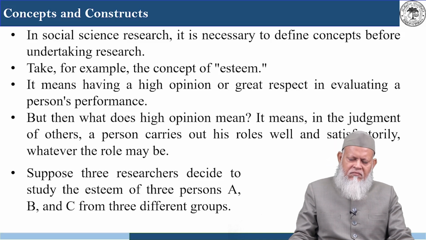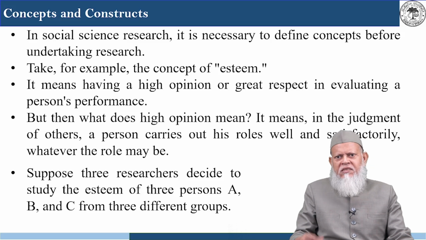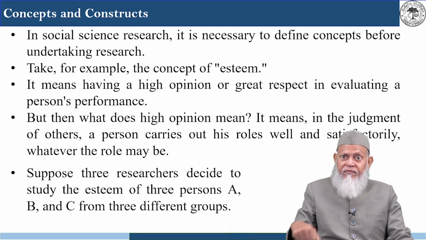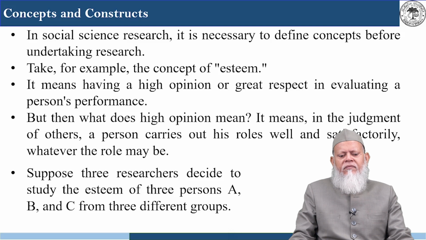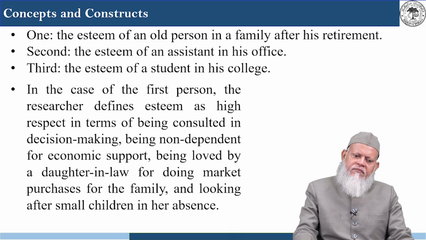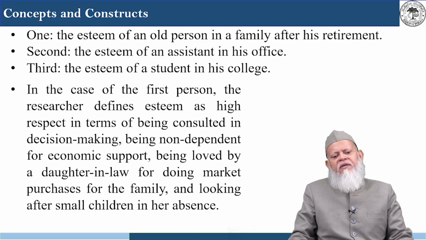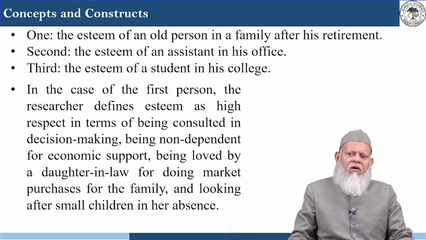there are things which have to be explained. For example, a researcher has to study the esteem of three persons, A, B and C, from different groups. The first person is an old person in the family. He has already retired.